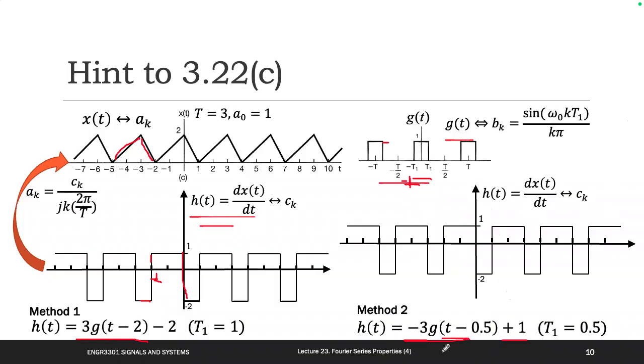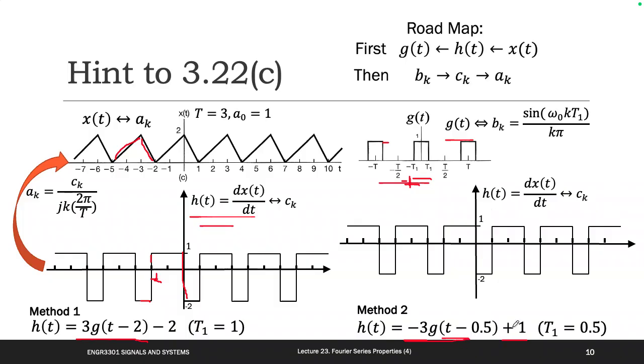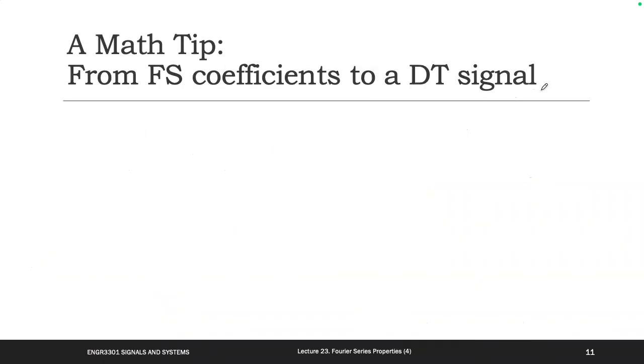And then for the first method, you firstly use GT to find the HT, and then use the integration property to find the XT, and then you have this relationship for the FS coefficient. That makes sense to you? Okay, and if you have any question, just let me know.